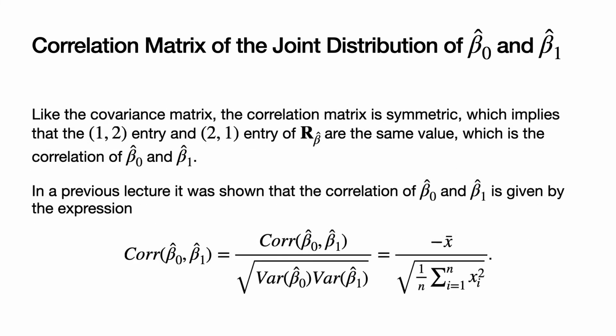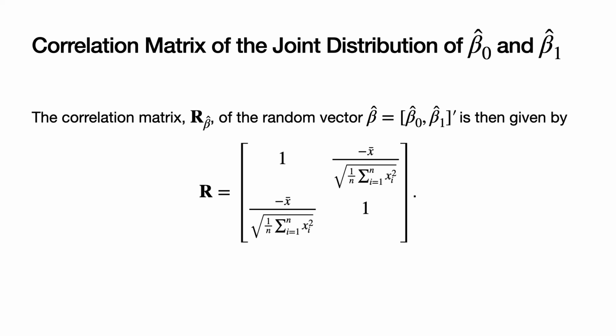Like the covariance matrix, the correlation matrix is symmetric, which implies that the 1,2 entry and the 2,1 entry of bold R sub beta hat are the same value, and this is the correlation of beta 0 hat and beta 1 hat. In a previous lecture, it was shown that the correlation of beta 0 hat and beta 1 hat is given by the following expression: the negative of x bar divided by the square root of 1 over n times the sum of the squared x values. So putting all these results together, we can construct the correlation matrix of the joint distribution of beta 0 hat and beta 1 hat, and it looks like this.